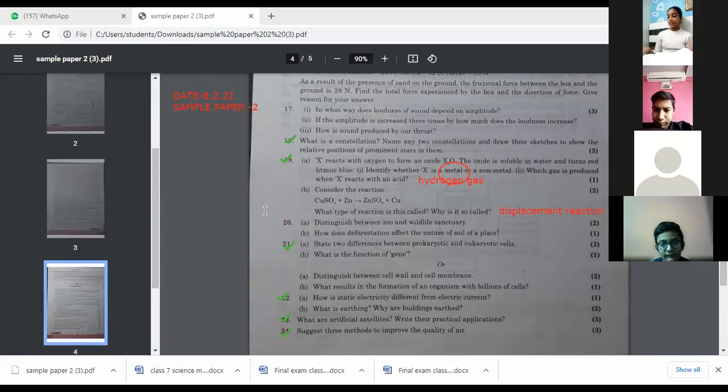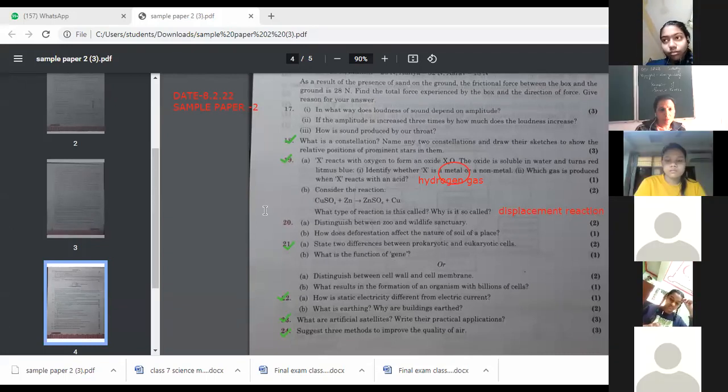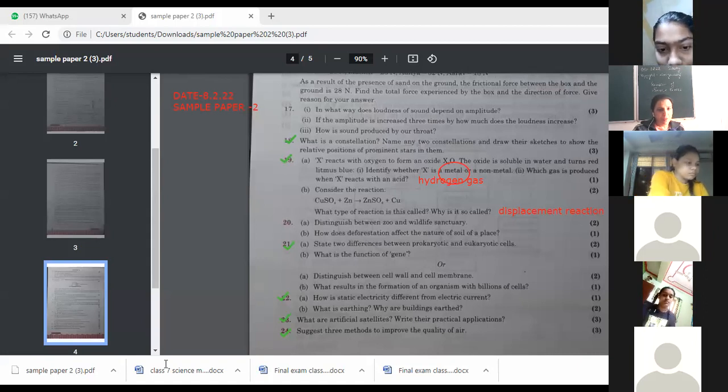Ma'am, the satellites which are made by humans are called artificial satellites. Yes, that is an artificial satellite. And what is the use of it? Practical applications. Yes, Ananya Prasad. Ma'am, the uses of artificial satellites are weather forecasting and communications. For remote sensing, whatever we want from a distance, satellites are used. Even radio, television, so many channels, and the internet. So artificial satellites are responsible for it.